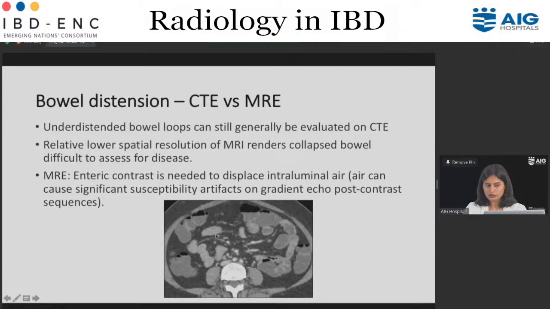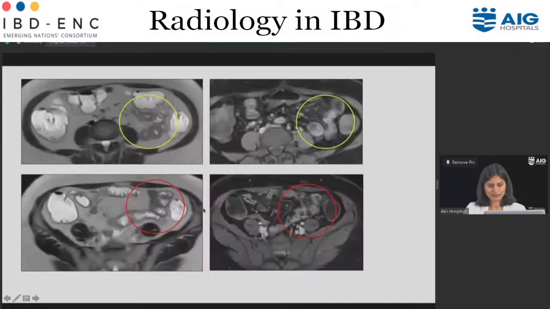So despite lack of adequate distension, it's often not possible to achieve good distension in 100% of segments of bowel. So when you see this, it is still normal. But similar distension in MR may pose a challenge because it's more susceptible to artifacts. For example, in this case, we see there are a few segments of small bowel which are not well distended.